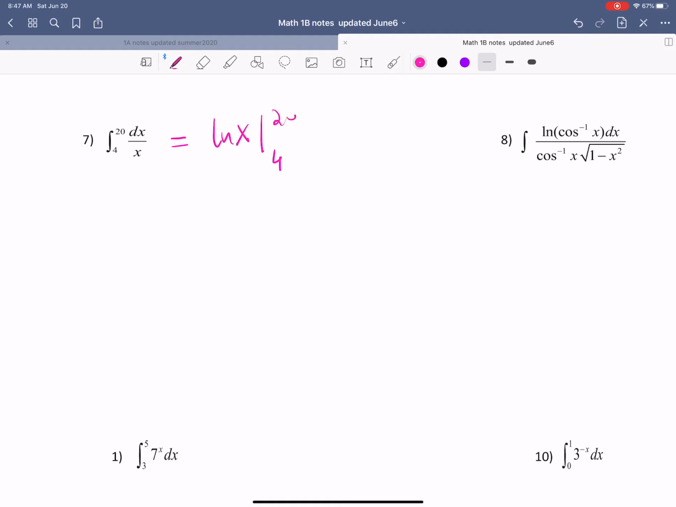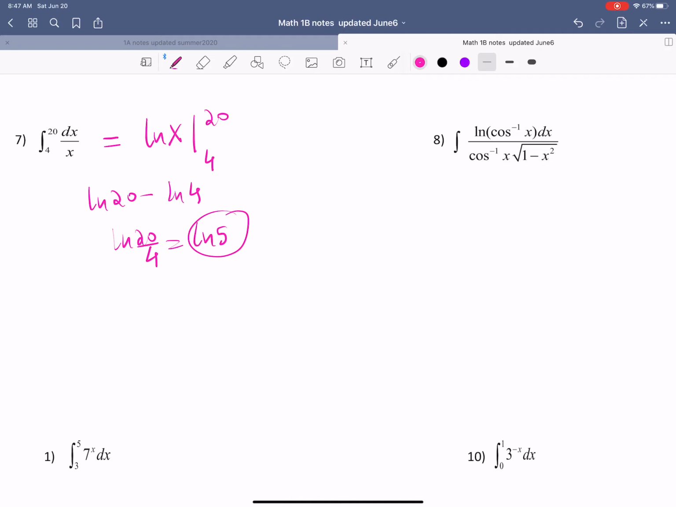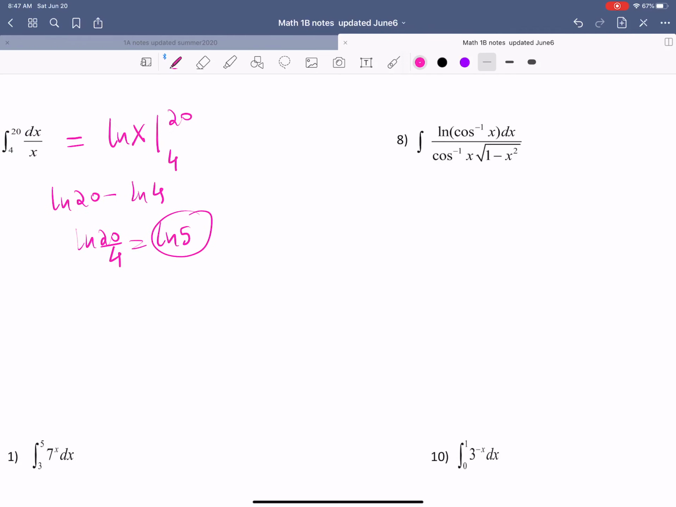Going from 4 to 20. So we have natural log of 20 minus natural log of 4, which is natural log of 20 over 4, which is natural log of 5. Okay. Next problem, number 8.